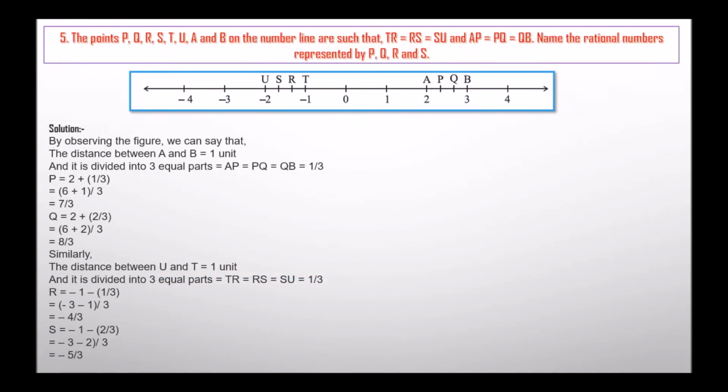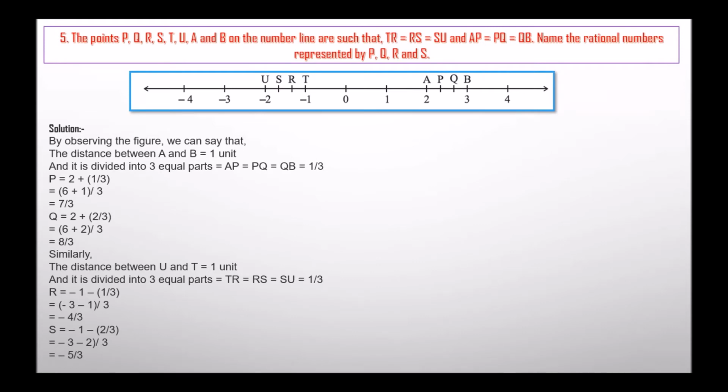Fifth question. The points P, Q, R, S, T, U, A and B are the numbers on the number line such that TR equals RS equals SU and AP equals PQ equals QB. Name the rational numbers represented by P, Q, R and S. By observing the figure, we can say that the distance between A and B is 1 unit and it is divided into 3 equal parts, that is AP equals PQ equals QB equals 1 by 3.